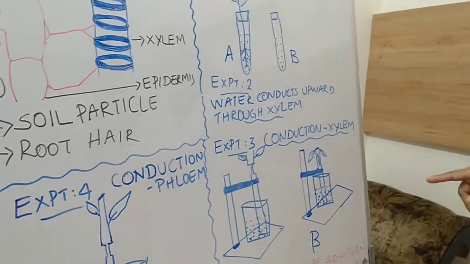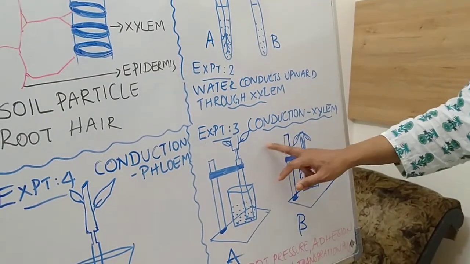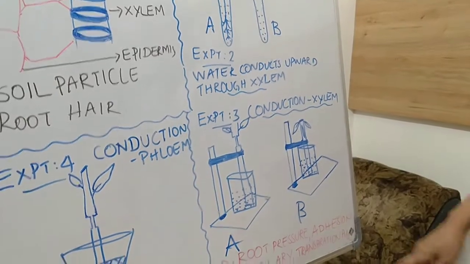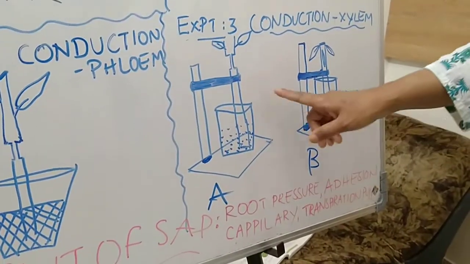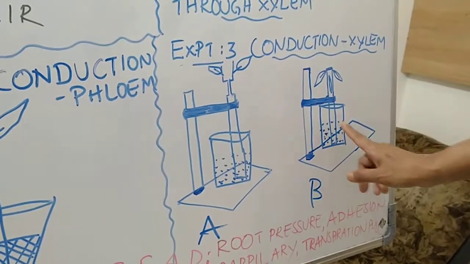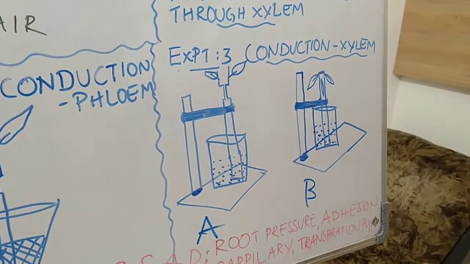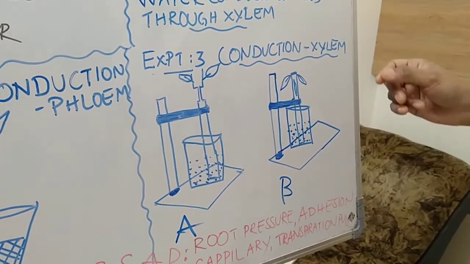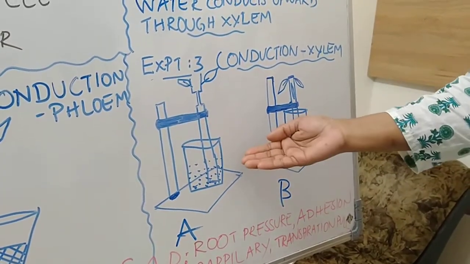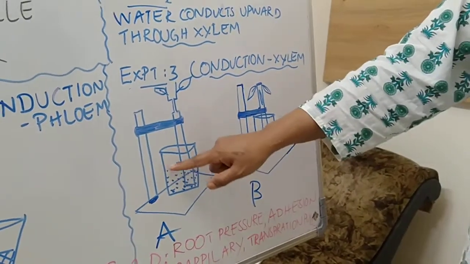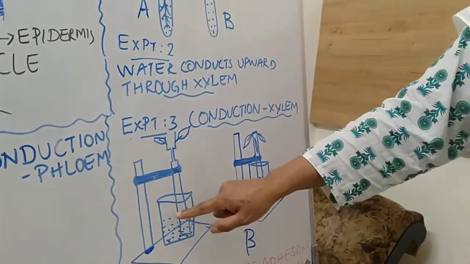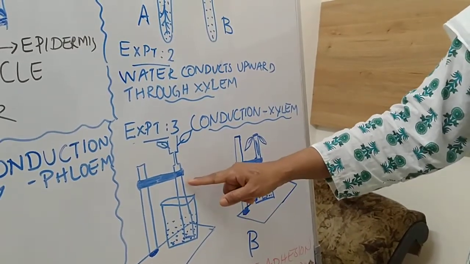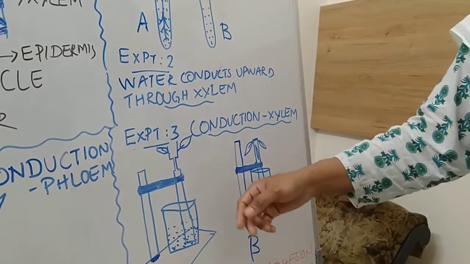Okay. Now experiment number 3, here conduction, again to show the conduction through xylem. You have to take two experiment setups, 2 beakers. In the first beaker I have taken a small, delicate plant, and this delicate plant is cut under water. So you've got a beaker, inside that there's water, you can see the marked water level, and I need to cut the stem under the water by keeping it under the water.